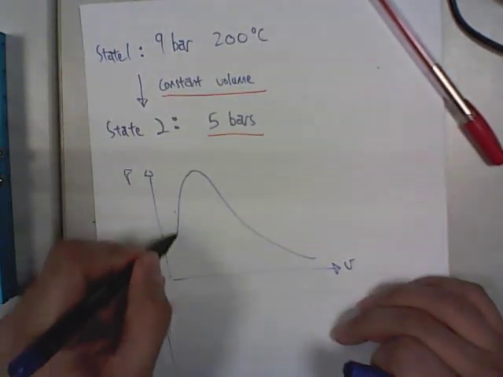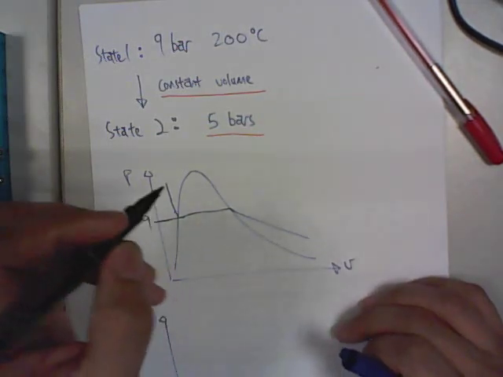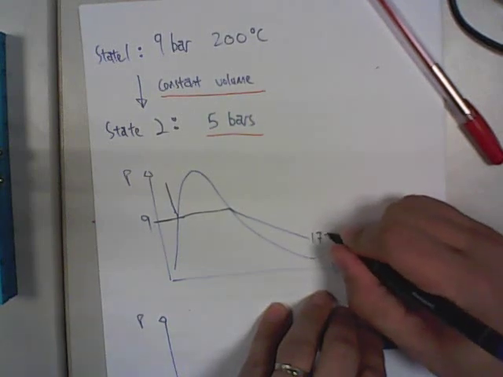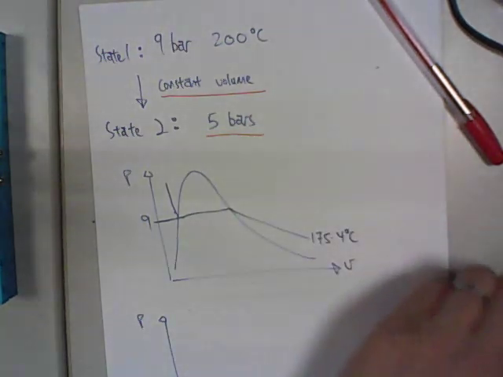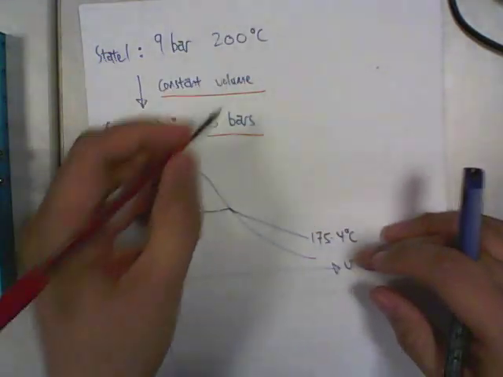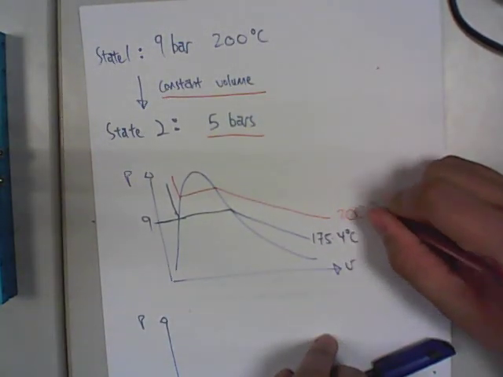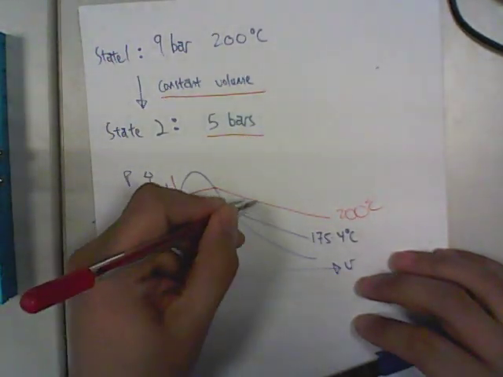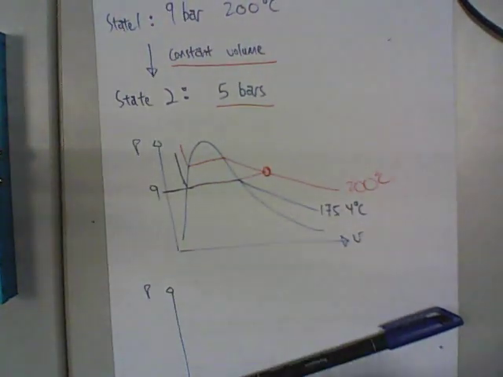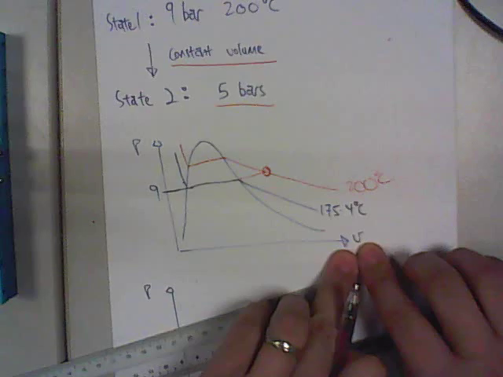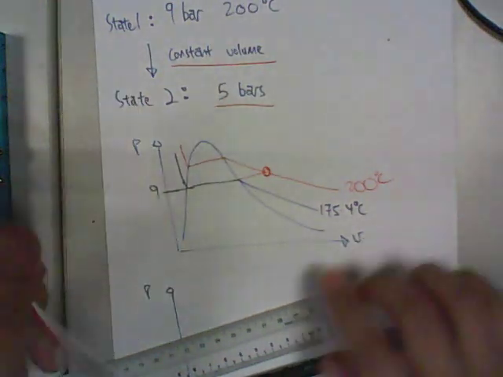So you can illustrate this using this. So this is 9 bar, and this is 175.4 degrees Celsius. So at 200, it should be a higher isotherm, 200 degrees Celsius. So 9 bar 200 is here. So the starting is here. And then it's supposed to go down at constant volume, which means the volume does not change. It goes down vertically because your pressure drops. It drops to 5 bar.